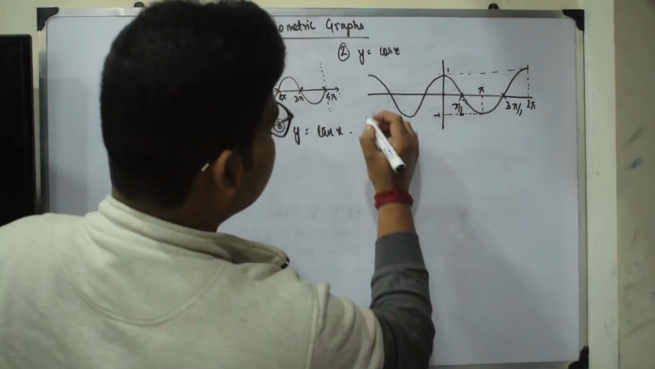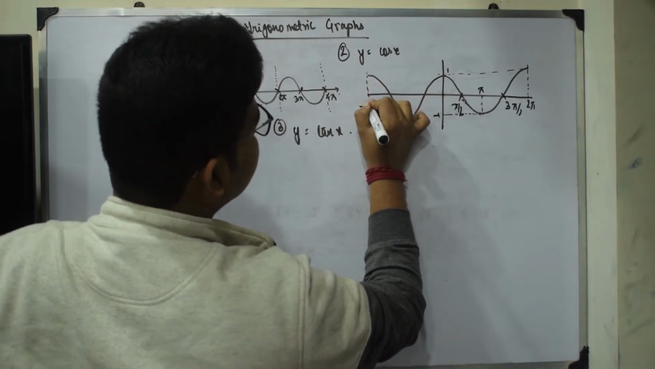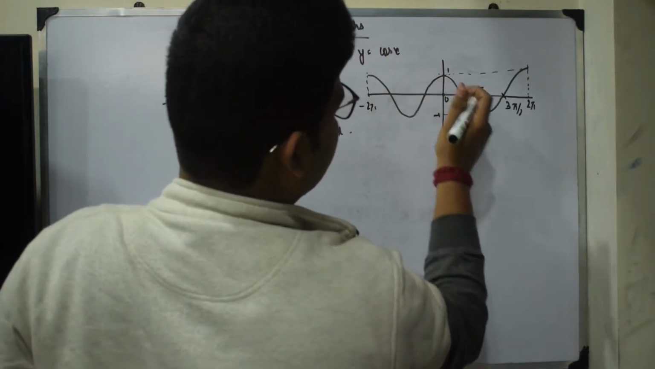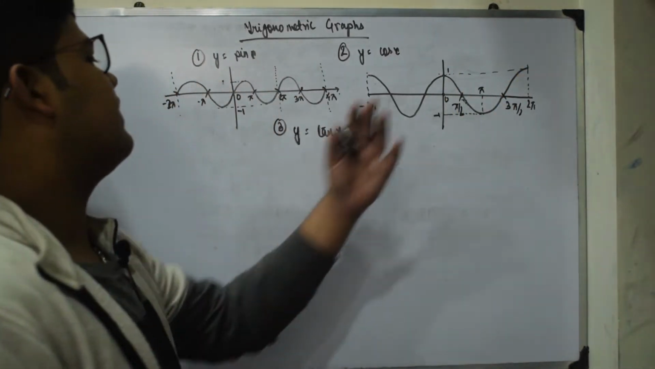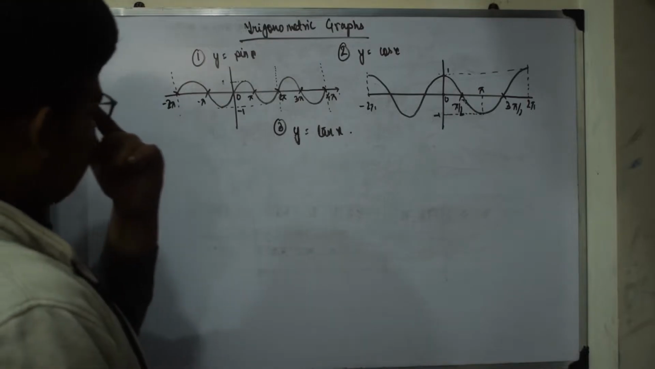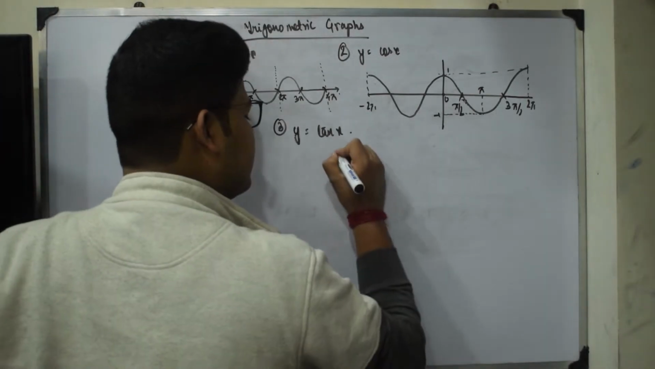So this is also having a period of 2 pi. Just check. This is also minus 2 pi. See, minus 2 pi to 0, the graph is like this, then again the graph is like this. This is y is equals to cos x. Now coming to y is equals to tan x, people often have confusion in understanding this.